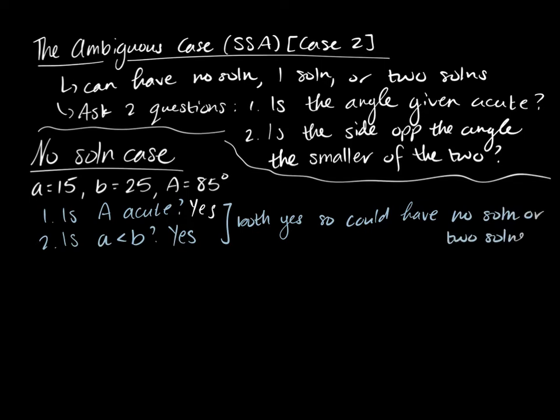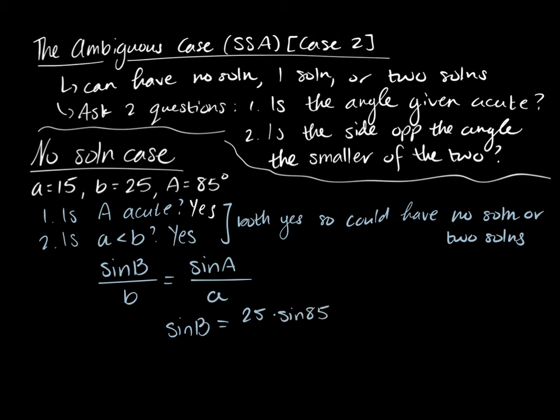Okay, so we've narrowed it down. We know we can't have one solution. But you're probably saying, well, how am I supposed to know if I have no solution or two solutions? What you're going to do next is solve for angle B. So sine of B over side B is equal to sine of A over side A. Sine of B is equal to 25 times sine of 85 all over 15. This is equivalent to 1.660.